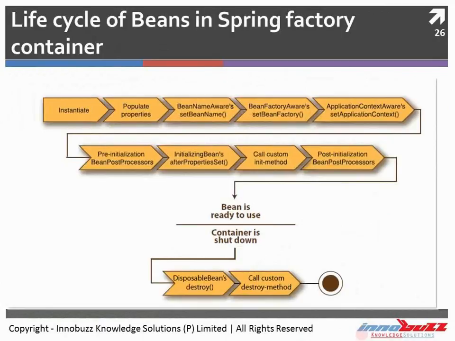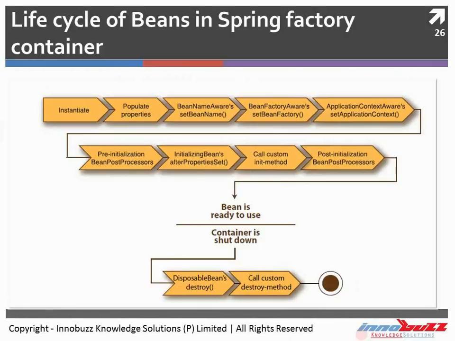This is the life cycle of a simple bean in Spring. Let's see the life cycle beginning where it will instantiate. First, the Spring bean will be instantiated, and then Spring will populate the bean properties, and then there is set bean name.